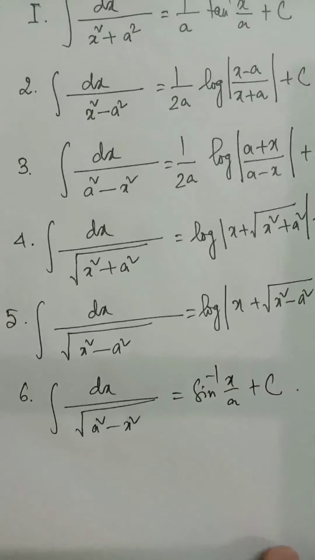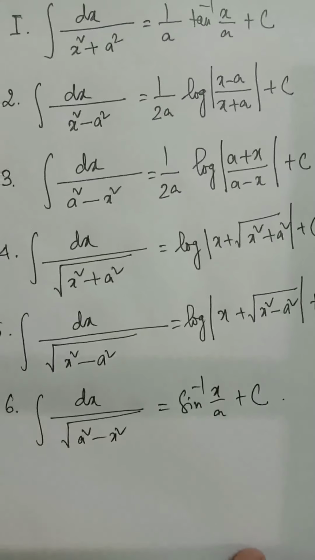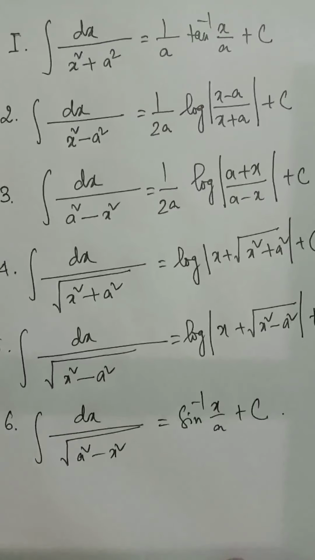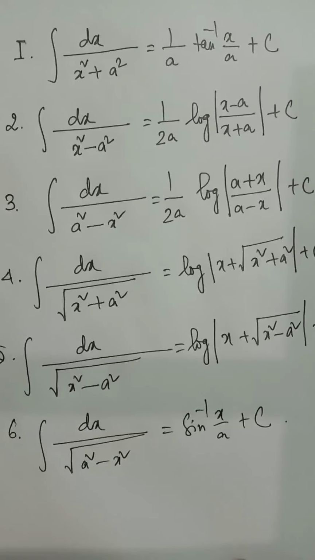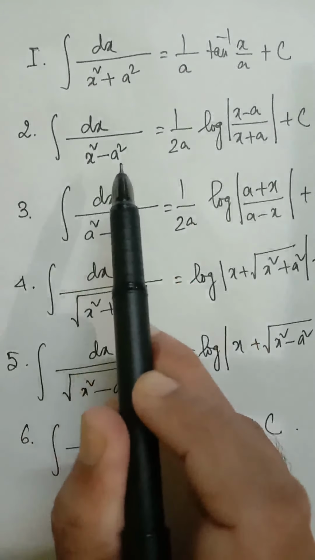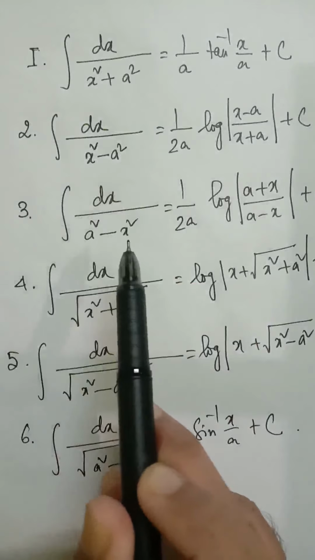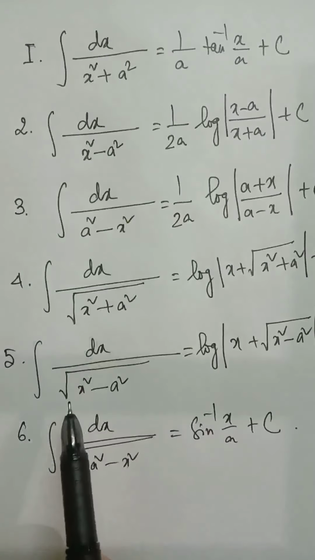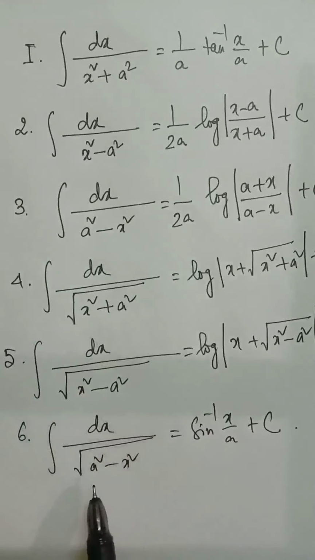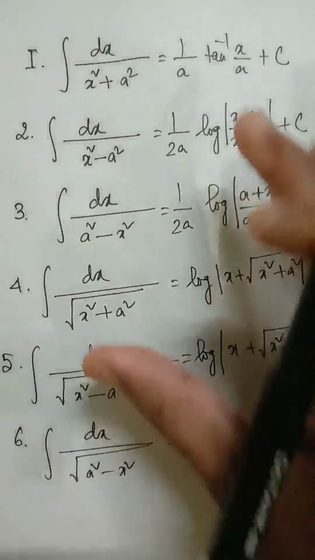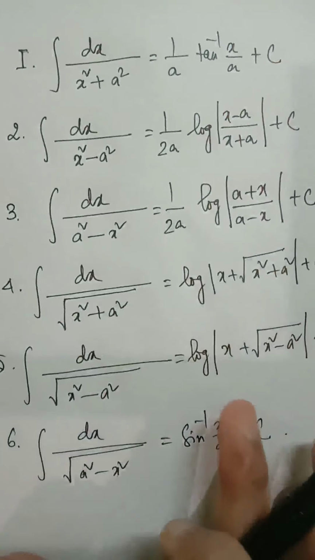So these are six special integrals which we will discuss in this chapter. You can see dx by x square plus a square, dx by x square minus a square, dx by a square minus x square, dx by root over x square plus a square, dx by root over x square minus a square, and dx by root over a square minus x square. These are formulas which you have to remember.